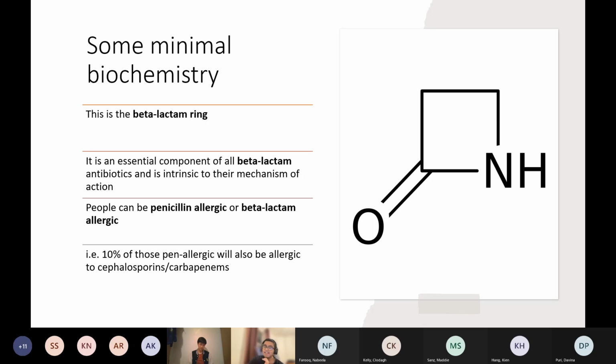People can be allergic to either penicillin specifically, or they can be allergic to this ring in general. So if you take 100 people who have a penicillin allergy, around 10 of those people will also be allergic to other beta-lactam-based antibiotics like cephalosporins or carbapenems. So if someone has a recorded anaphylaxis reaction to penicillin, you don't give them any of the antibiotics from this class. That is the most important. Forget spectrum of activity and when you use penicillins, the single most important thing to know about penicillins is allergies, because this could kill someone.